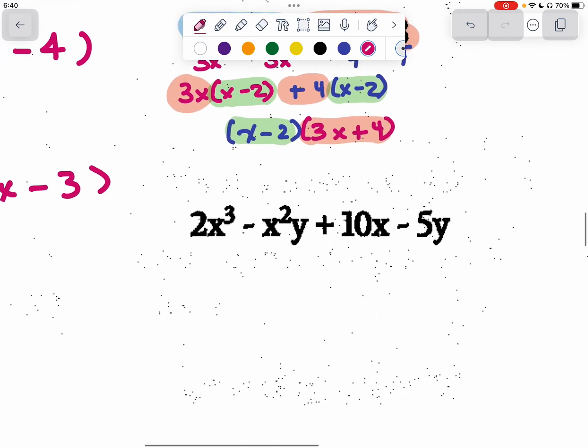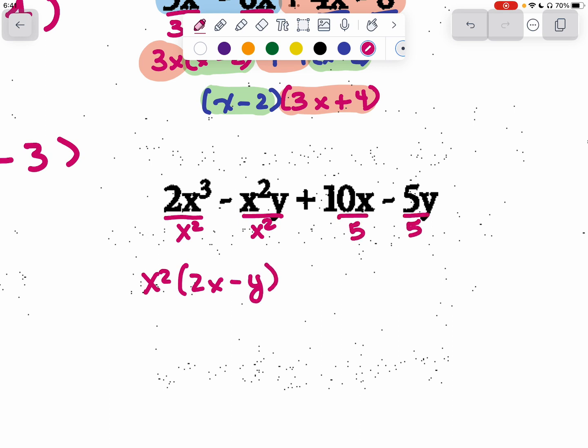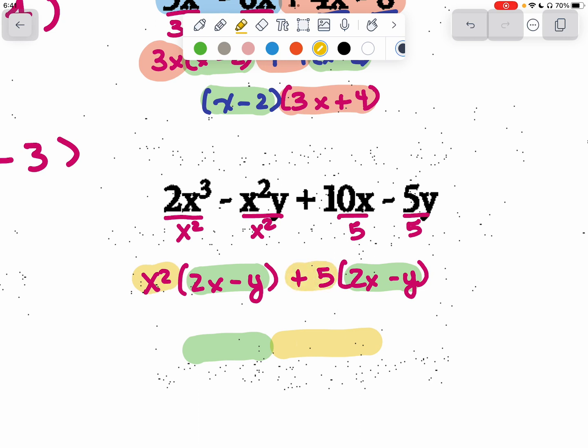You can also have factor by grouping with 2 variables. Both of these have an x squared. That's all they have in common. So we can factor out an x squared, and that's going to leave me with 2x minus y. Here I can factor out a 5. That leaves me with 2x minus y. And once again, I have the part that matches, and I have the part that's left over. So the part that matches is 2x minus y. The part that's left over is x squared plus 5. So that's your factored form.